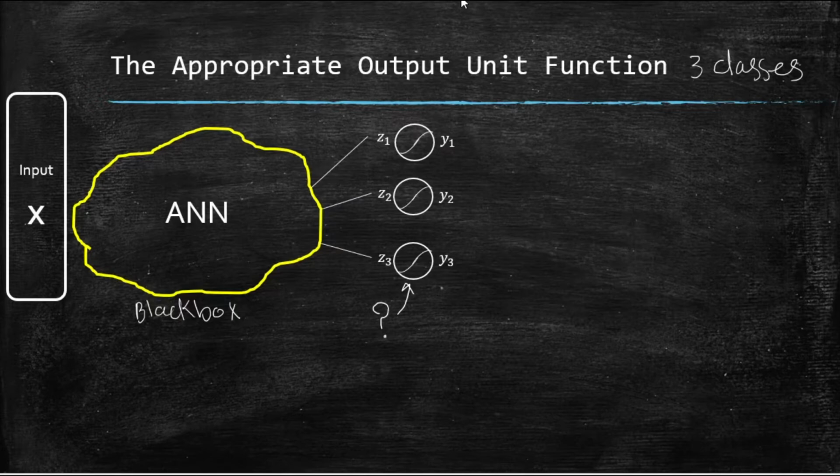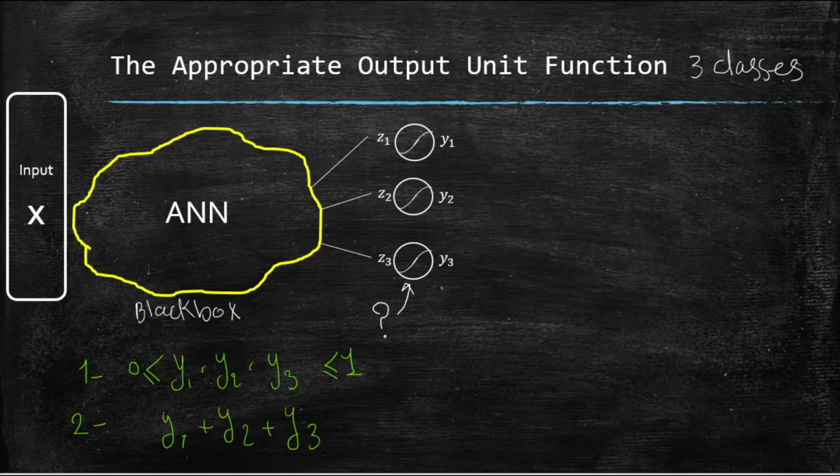So remember, we have 2 conditions here. Number 1, we want y sub 1, y sub 2, y sub 3, all of them to be between 0 and 1, so that they would represent probabilities. And our second constraint is that we'd like the summation of all the outputs of our network, all these probabilities, to be 1. Otherwise, they cannot be probabilities, right?